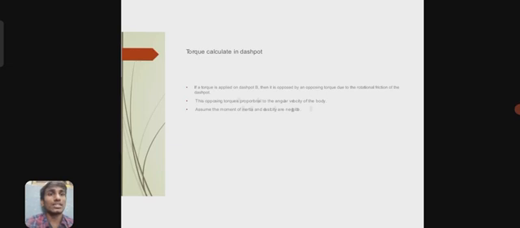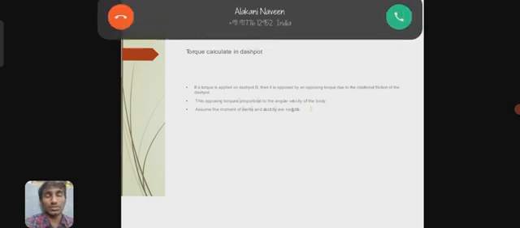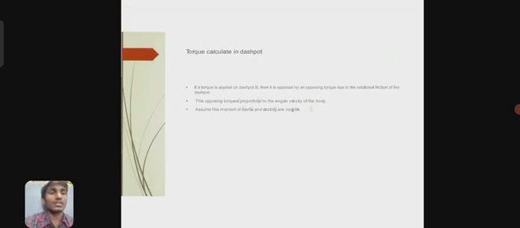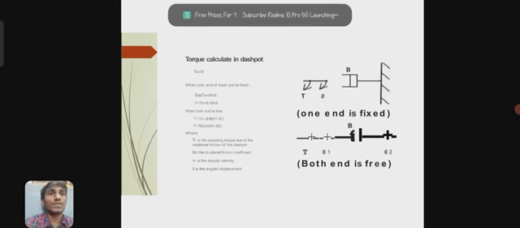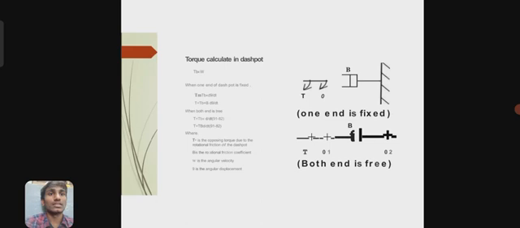Torque calculation in the dashpot. If the torque is applied on the dashpot, then it is opposed by an opposing torque due to the rotational friction of the dashpot. So for every applied torque, there is an opposite equivalent force applied at the end of another. When one end of the dashpot is fixed, T = Tb = B dθ/dt. When both ends are free, it is the difference of the two. Here Tb is the opposing torque due to rotational friction of the dashpot, B is the rotational friction coefficient, and ω is the angular velocity.